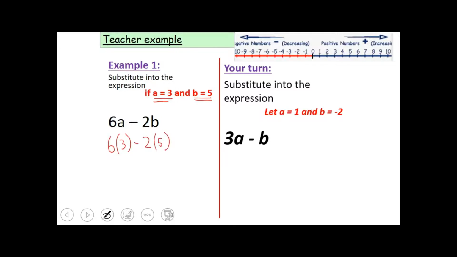6 times 3 is 18. Take away 2 times 5, which is 10. 18 take away 10 equals 8. That's my answer there. What I want you to do is pause the video and have a go. But this time, please remember the value of A is 1 and the value of B is minus 2. So pause the video now.